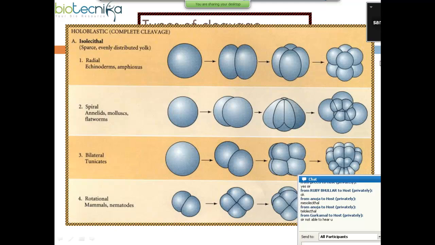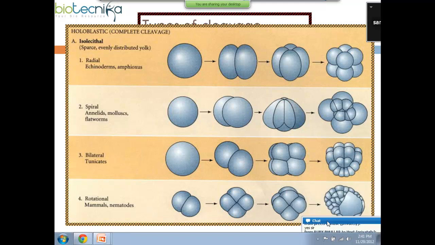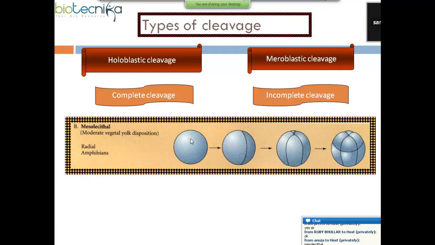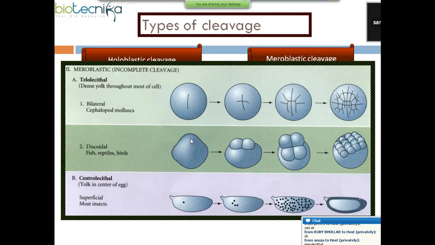Okay, so the examples for holoblastic, complete cleavage, and under isolecithal, these are the examples. Don't worry about radial, spiral, bilateral, rotational. Examples for isolecithal are echinoderms, amphioxus, annelids, mollusks, flatworms, tunicates, mammals, and nematodes. Remember this. And then the next one, the mesolecithal eggs, are birds and amphibians. And then you are meroblastic.